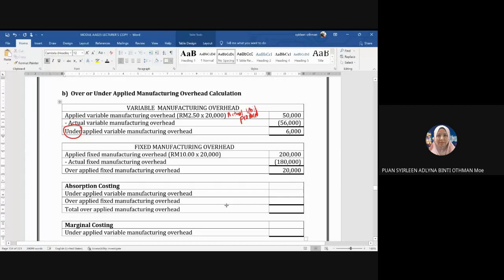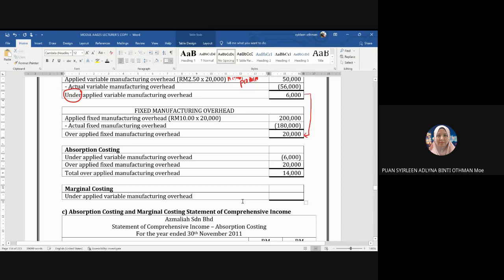Okay, so untuk absorption, I akan ambil kira dua-dua ni. Bila absorption tu you kena faham lah. You dapat satu figure under applied. Yang ni madam letak bracket supaya awak tak confuse sebab sometimes you tak boleh relate dengan apa yang ditulis di sebelah kiri ni. So under applied dia negatif, your over applied dia positif kan, RM20,000. Jadi kita punya adjustment sebenarnya ialah over applied by RM14,000. Itu absorption. So nanti dalam statement madam akan adjust this RM14,000.